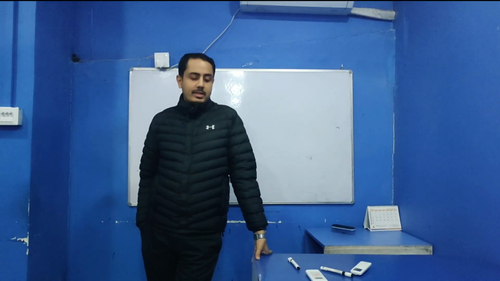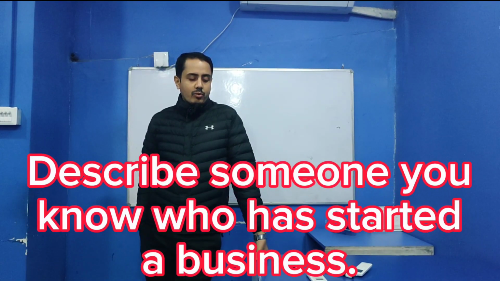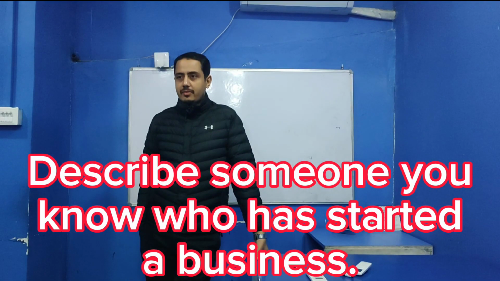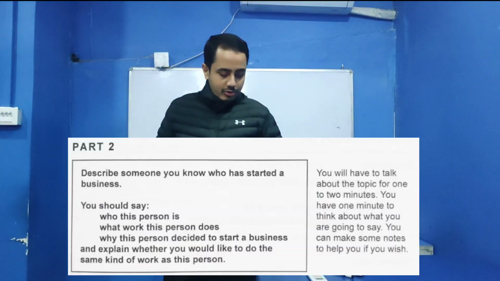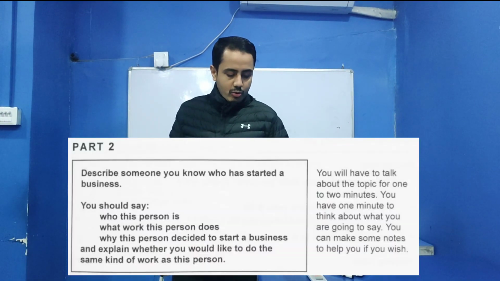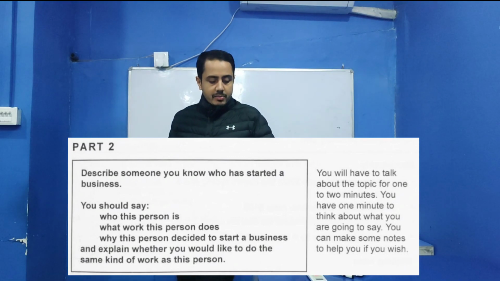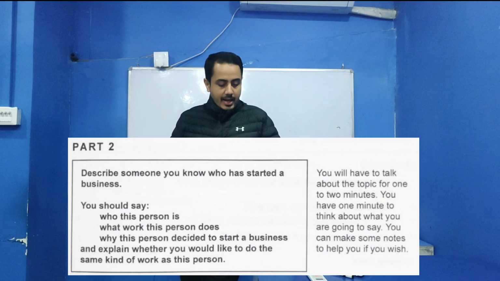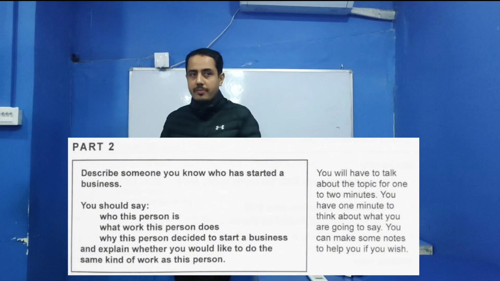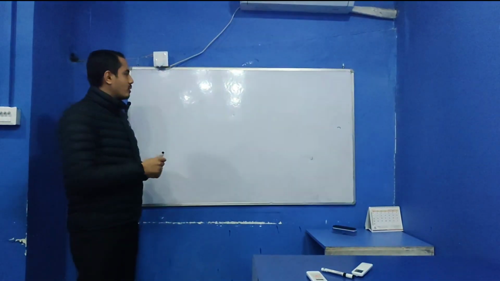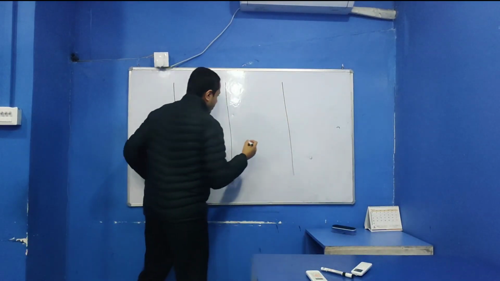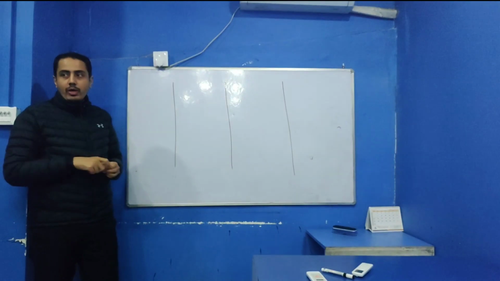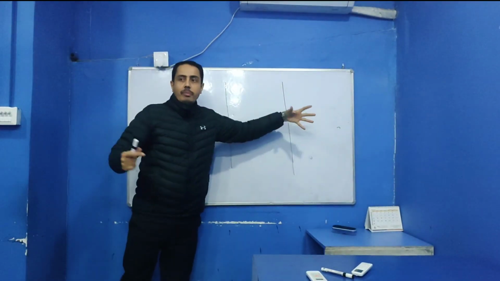So you can see it says in part 2, describe someone you know who has started a business. Now you must know someone in your life who has a business. And below that, do you see it says you should say who this person is, what work this person does, why this person decided to start a business, and explain whether you would like to do the same kind of work as this person. The questions are there. Since there are 4 questions, in the actual test, I would recommend you make 4 columns so that when we write notes, we write about these 4 questions separately. We don't mix them together.